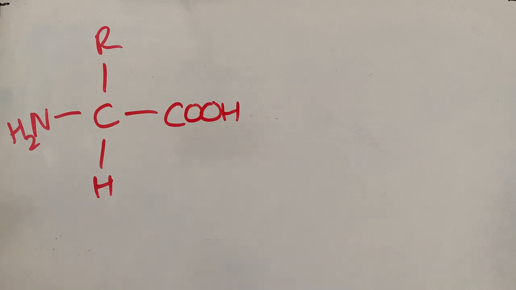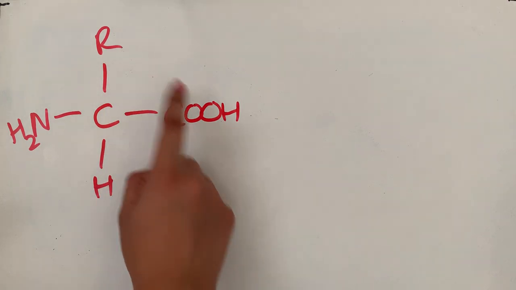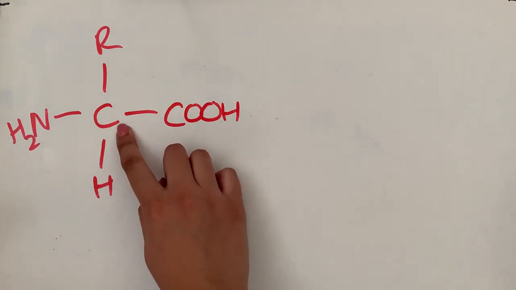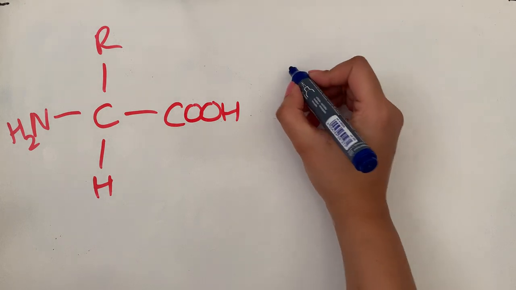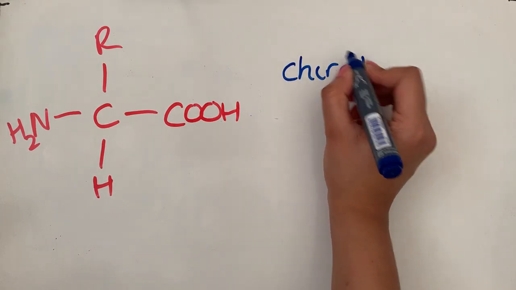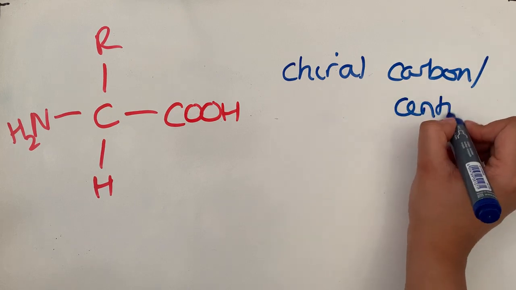Now these alpha amino acids can have optical isomers of each other, or they can show optical isomerism, because they have a carbon that is bonded to 4 different groups. As long as that R group is none of these 3, this would apply here as well. Where a carbon is bonded to 4 different groups, we call that a chiral carbon, or you can call it a chiral center. Both would be fine.